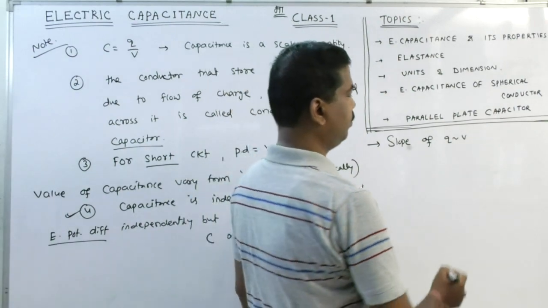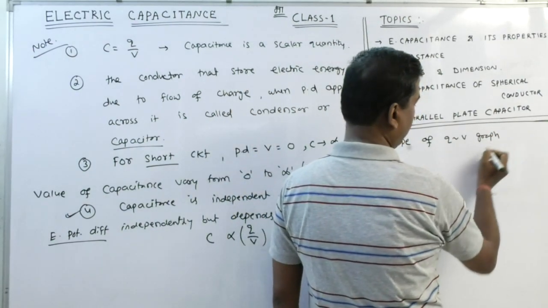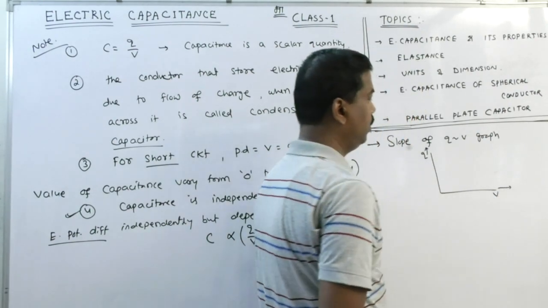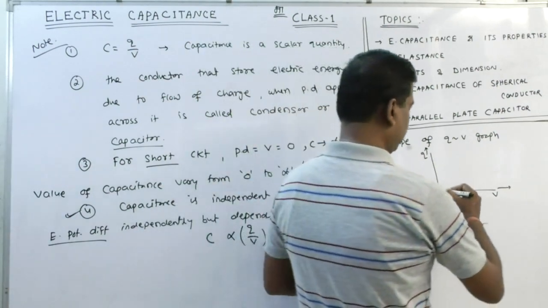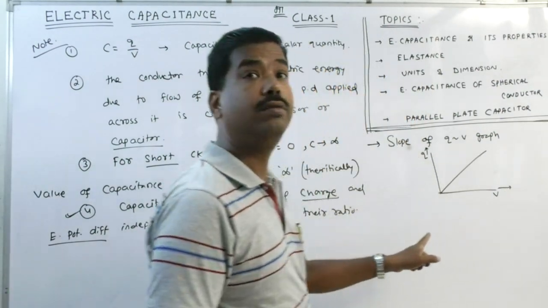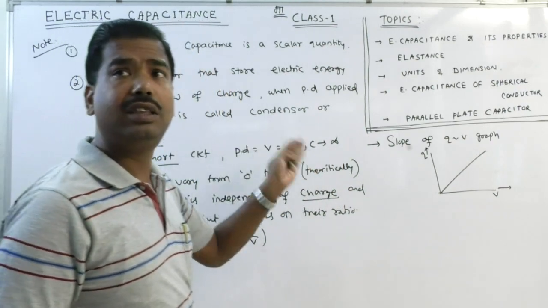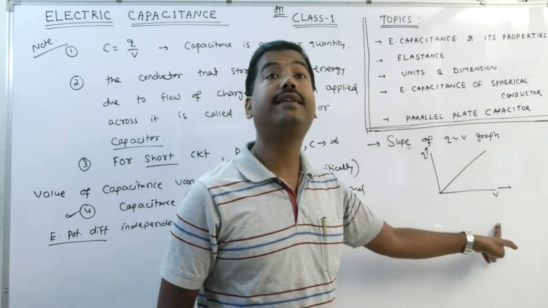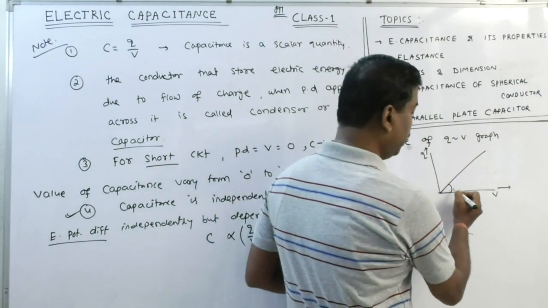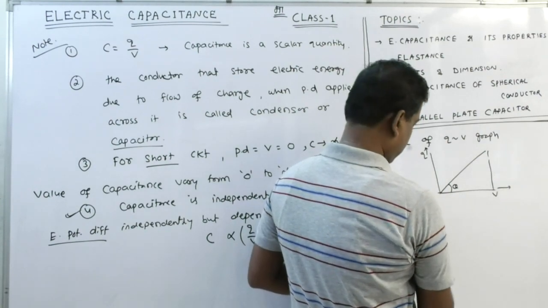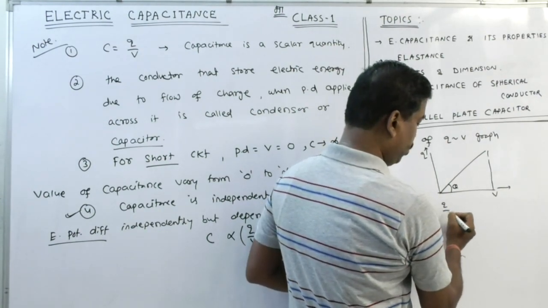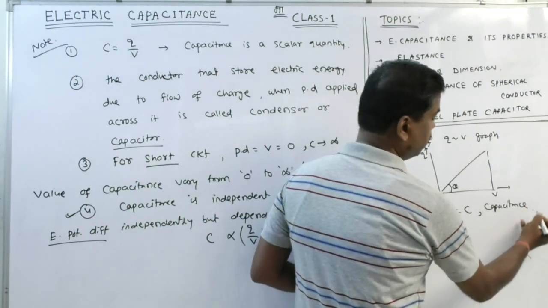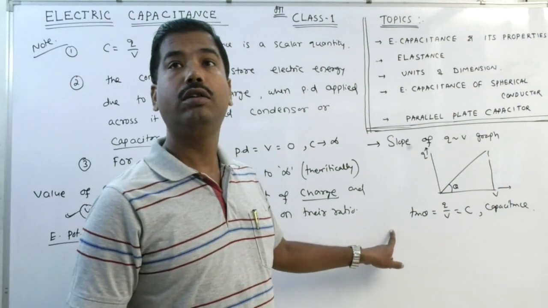Slope of the Q-V graph. The slope of the Q-V graph is a straight line, because just earlier we saw that V is directly proportional to Q. So it is a straight line. If you find its slope theta, then tan theta is equal to Q by V, which is C, that is capacitance. Clear? Did you get me?